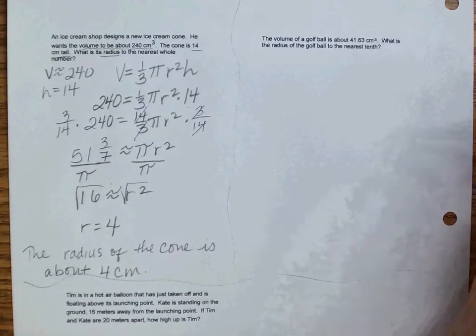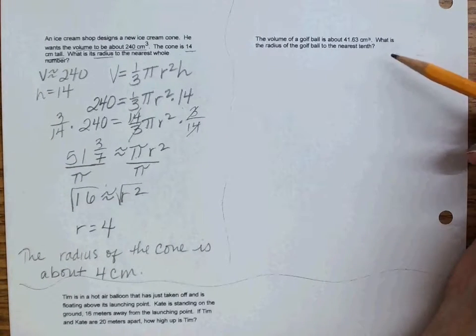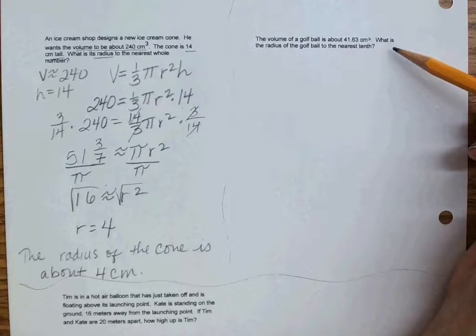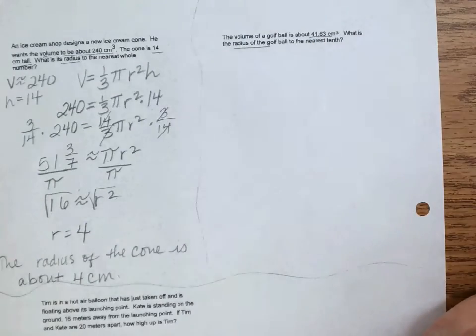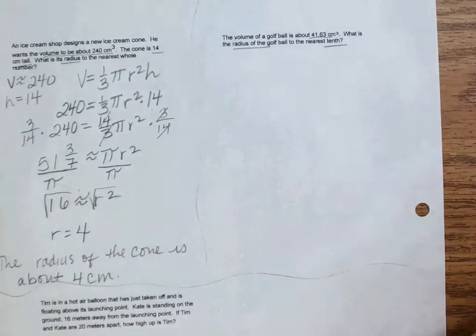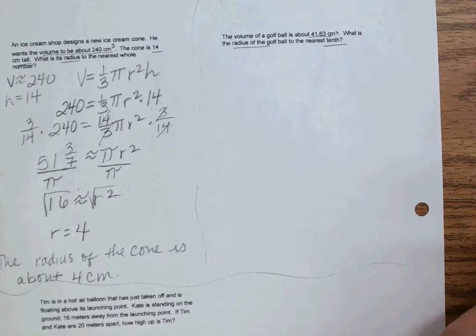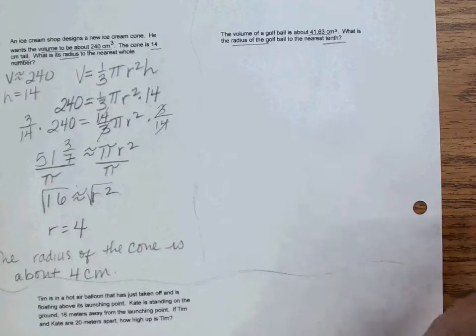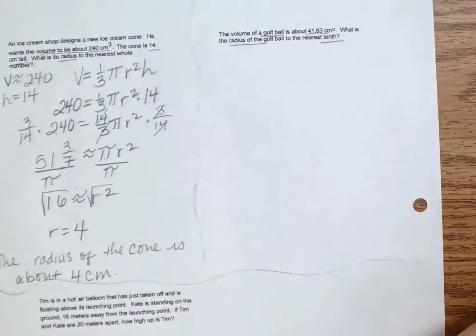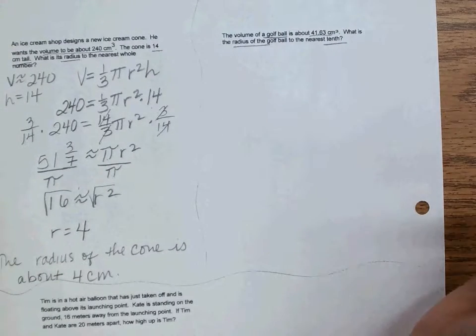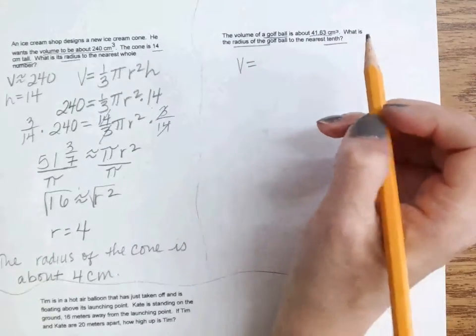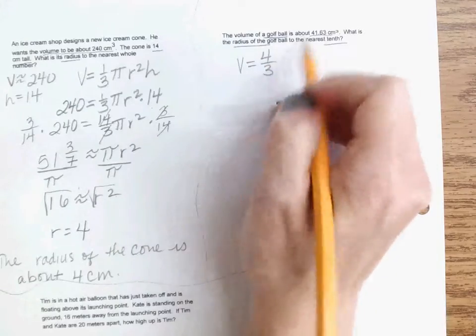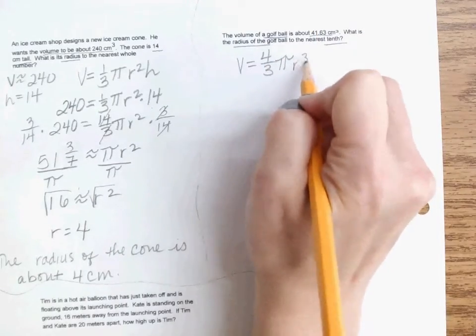Now let's move across to the next one. We have the volume of a golf ball is about 41.63 centimeters cubed. What is the radius of the golf ball to the nearest tenth? Okay. I noticed right away that they don't talk about height, so I had to reread and think about, oh, what are they talking about? They're talking about a golf ball. A golf ball is a sphere. So we're going to go ahead and write down the formula for the volume of a sphere. So 4/3 pi r cubed.